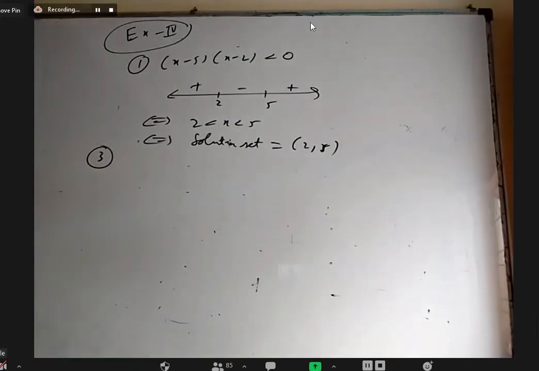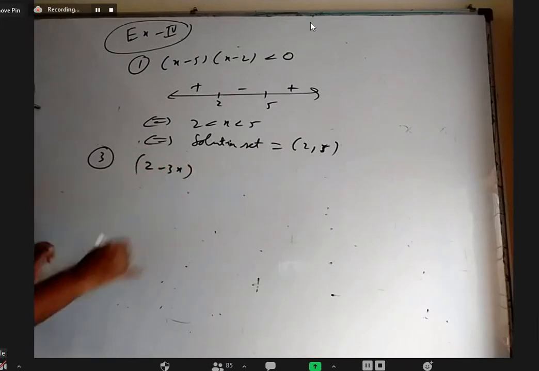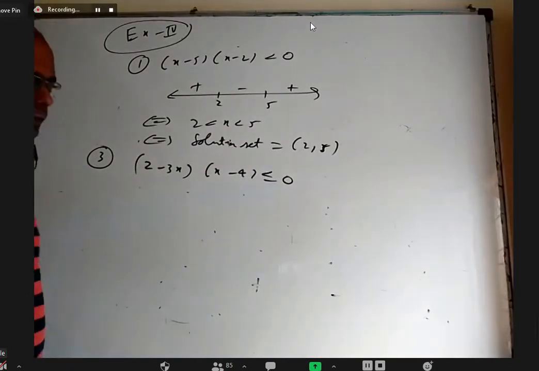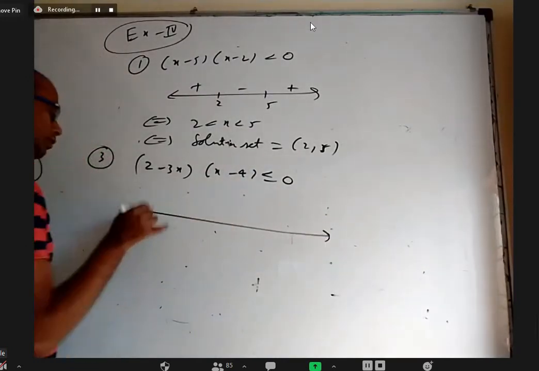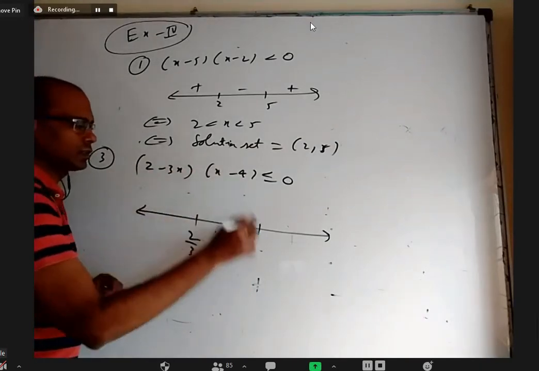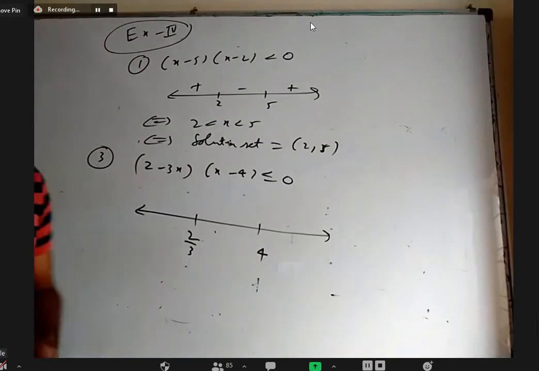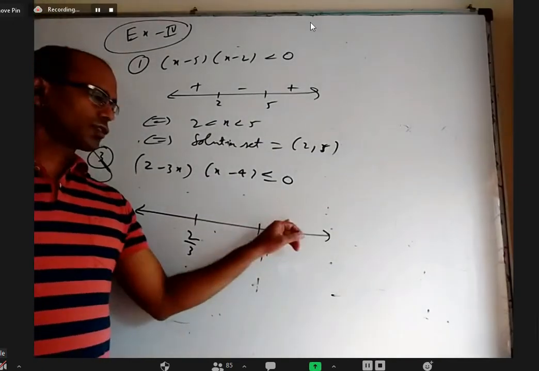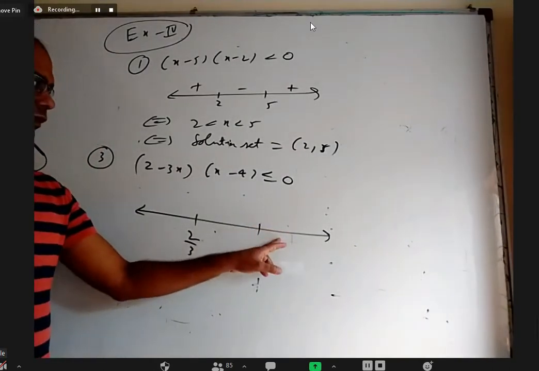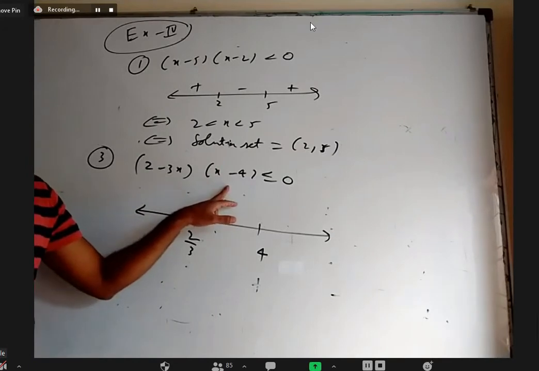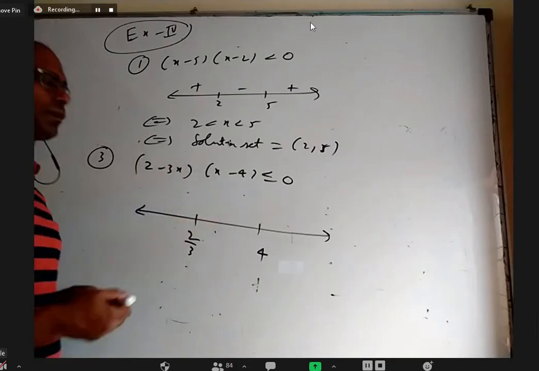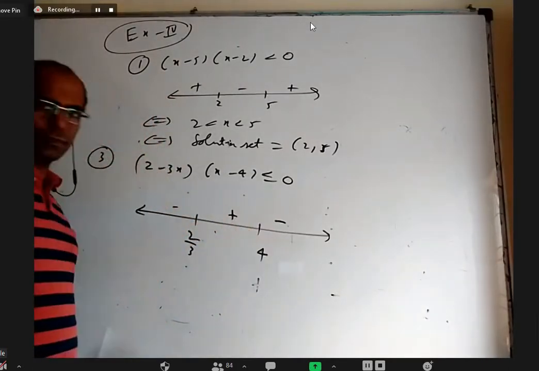Yeah, third one. (2 minus 3x)(x minus 4) less than or equal to 0. Okay, where this is 0 at 2 by 3. Where this is 0 at 4. So Hemant, here, after 4, we should not just assume it is positive. Yes. For example, you take 5 and you put 5 here, what is it? 1. Positive. What about this? Negative. Negative into positive is negative. So it is negative, positive, negative.